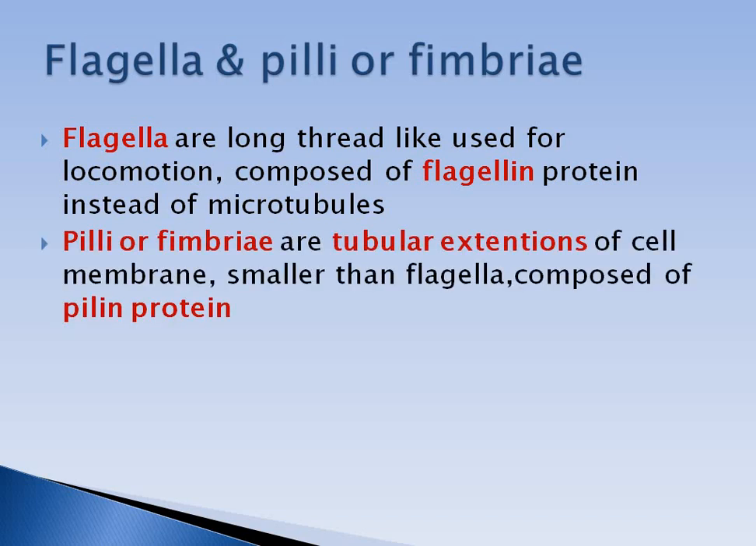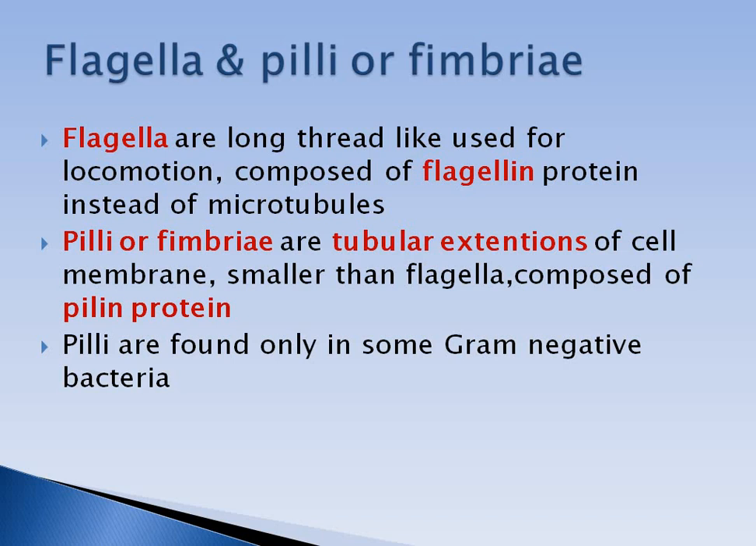And pili or fimbriae are tubular extensions made up of cell membrane which extend out on the outer surface of the bacterial cell. Pili are made up of a protein which is called pilin protein. Fimbriae are short as compared to pili, and their function is almost the same. They are used for attachment. But pili or fimbriae are present only in certain bacteria, not in all bacteria.